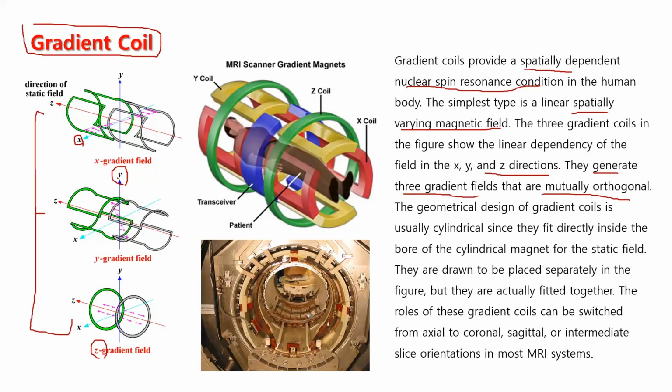The geometrical design of gradient coils is usually cylindrical, since they fit directly inside the bore of the cylindrical magnet for the static field. They are drawn to be placed separately in the figure. We draw them separately here, but they are actually fitted together, pressed together. The roles of these gradient coils can be switched from axial to coronal, sagittal, or intermediate slice orientations in most MRI systems.